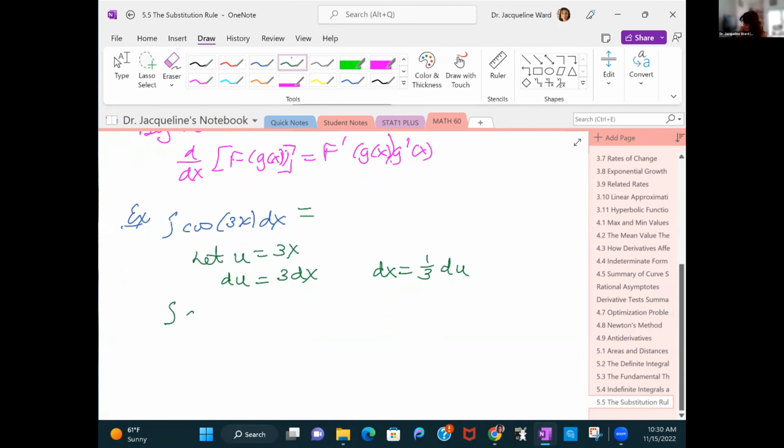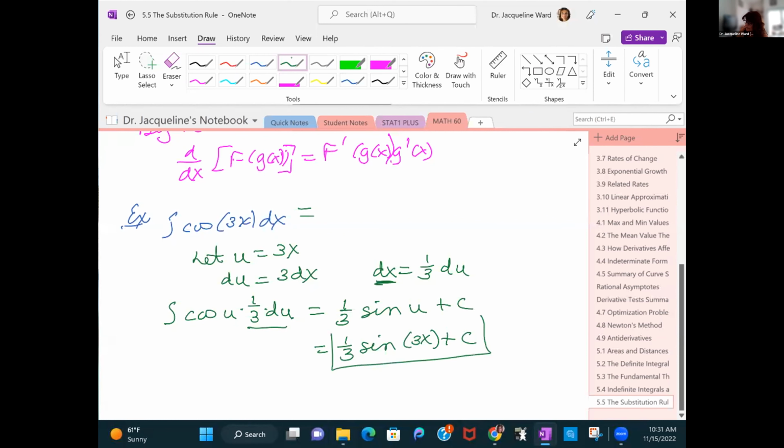So that integral equals the cosine of u times 1/3 du. Right, I replaced the 3x with u, and I replaced the dx with 1/3 du. Now you can take the 1/3 out, and the integral of cosine is sine. In the end, you want to switch back to your x.